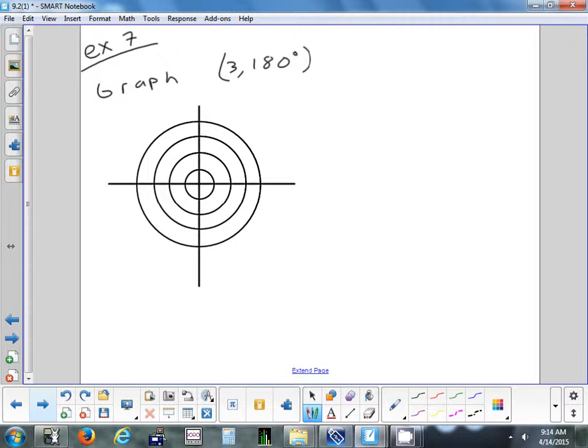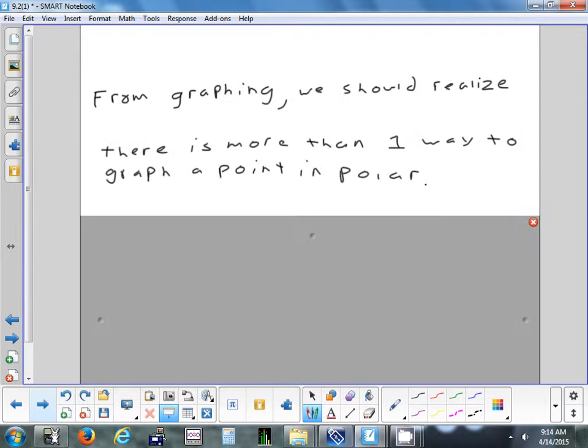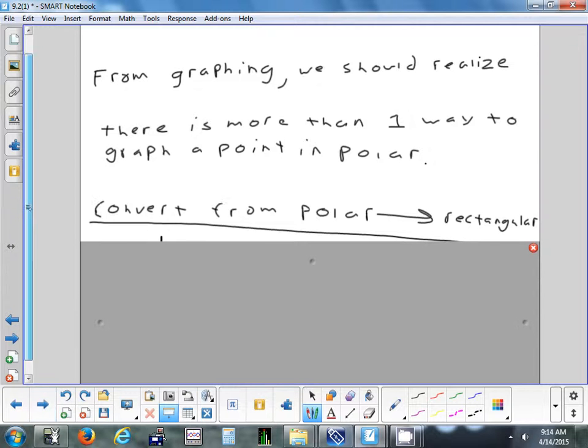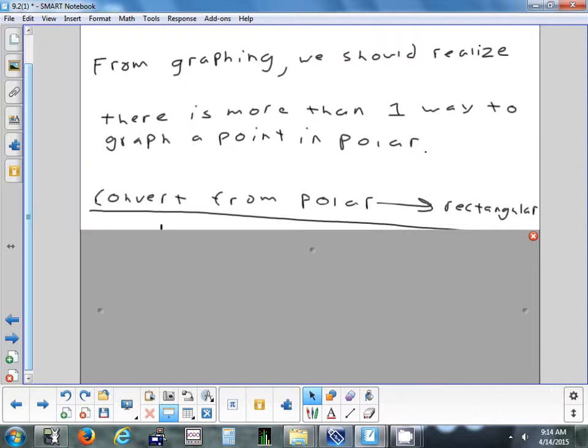Okay, any other questions on graphing? We've looked at every case: positives, negatives, and then zeros. So we've already pointed out what I'm explaining right here. There's more than one way to graph a point in polar. It's four basic ways. And now we're going to look at how we can change a polar point to rectangular.